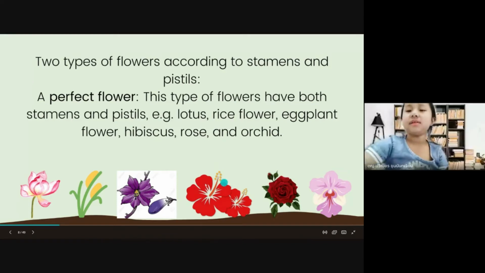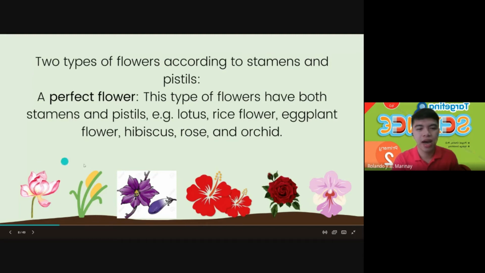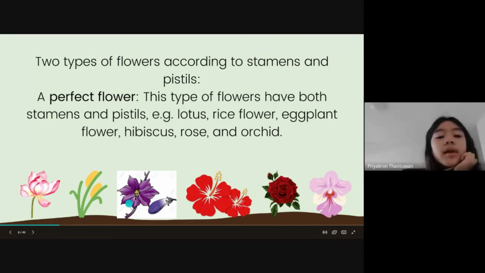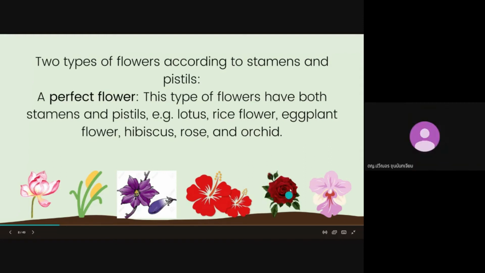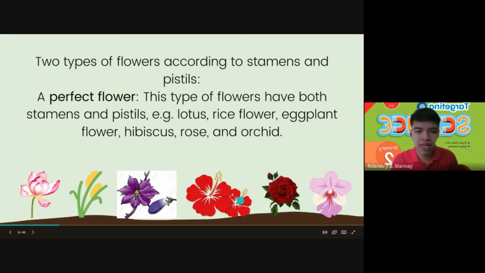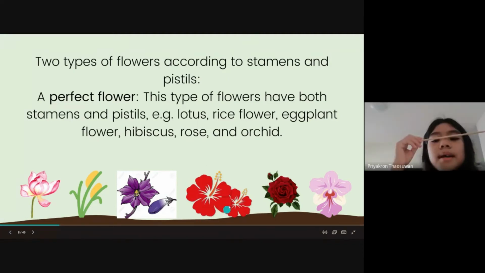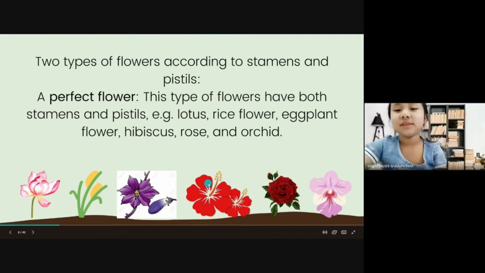Orchid. Okay. I will point my cursor to a flower, and then you will tell me what the name is. Okay, 1, 2, 3. What's this? Eggplant flower. Very good. What about this? Rose. Very good. What about this? Say hibiscus. Hibiscus. Very good.